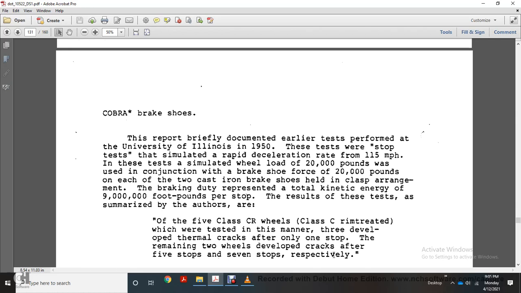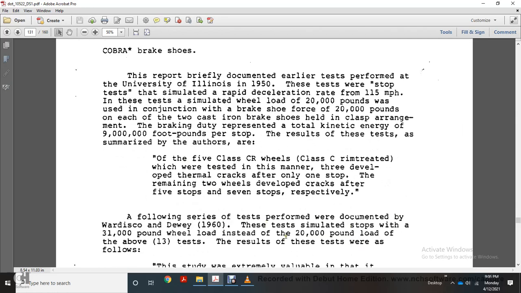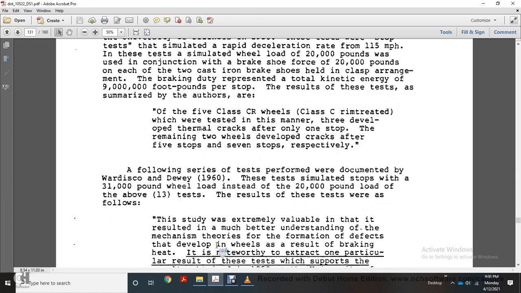As a result of the test, of the 5 Class C wheels, the Class C wheel was tested, with 3 developing thermal cracks after the first stop. The remaining 2 wheels developed cracks after 5 stops and 7 stops, respectively. The same series of tests was documented on a larger scale in the 1960 test, simulating stops with a 31,000 pound wheel load instead of the 20,000 pound load. The results of the test were as follows.